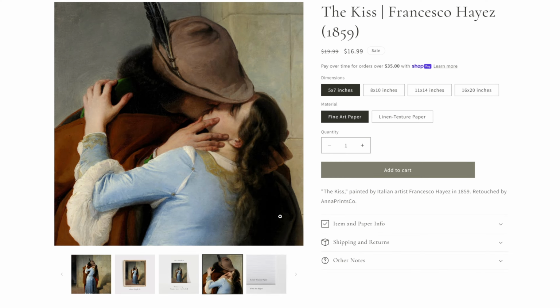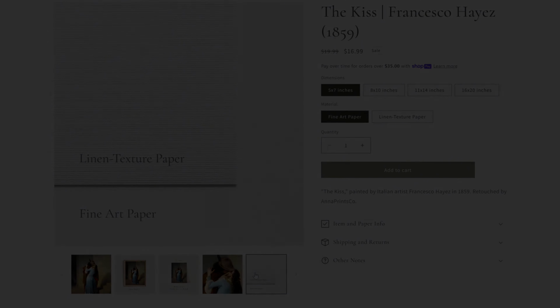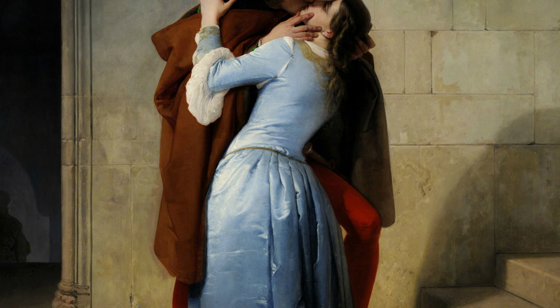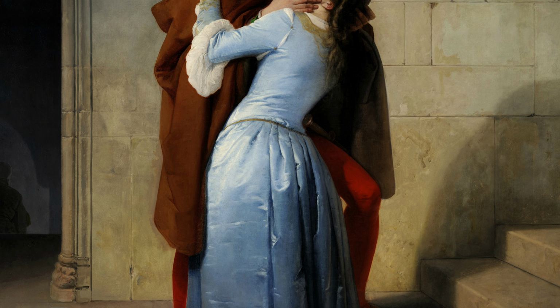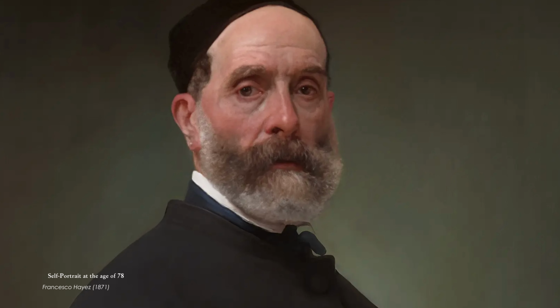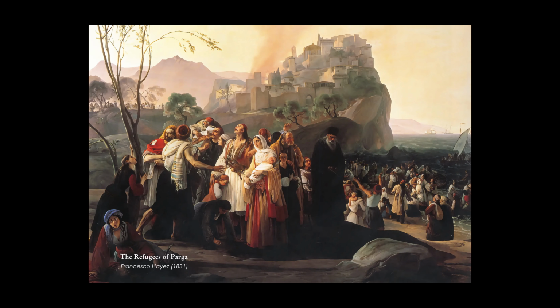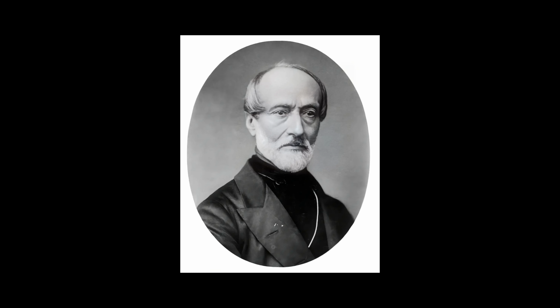Now, back to the kiss. I was skeptical of a political interpretation of this painting until I dug deeper and uncovered some further evidence. First, Hayez was a known nationalist at the time. He had painted various scenes of Italian history, earning him a reputation as a patriotic painter. In 1841, Italian activist Giuseppe Mazzini, who fought for Italian unification, published an article praising Hayez for his patriotic work.